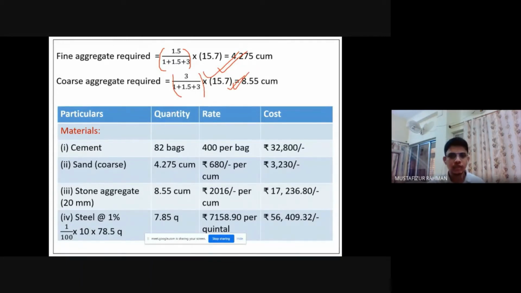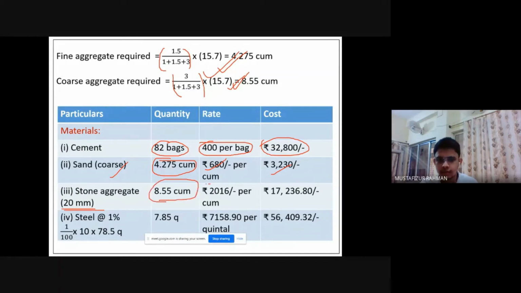Then when we go to the calculation, for materials, we have 82 bags. Per bag, this much is the value, and this is the cost. For sand aggregates, coarse, this is the value, and this is the total value. For stone aggregate, we are using 20 mm.